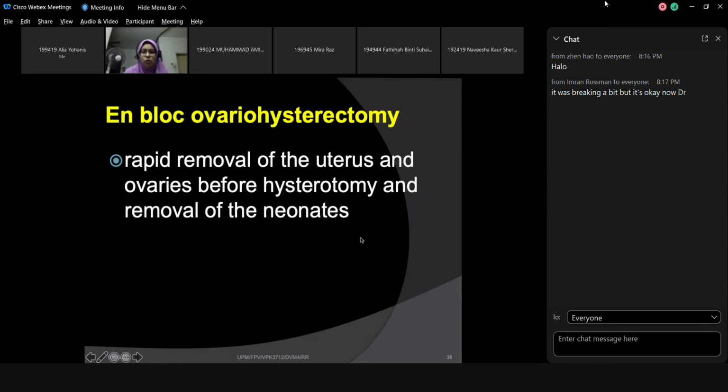Another method is en bloc OHE. It's a rapid removal of the uterus and ovaries before hysterotomy and removal of the neonates. So just now, with cesarean section, you cut the uterus, cut the body of the uterus and take the fetuses out. With en bloc ovariohysterectomy, you remove the whole uterus and pass it to another team, and then that team will cut the uterus and take out the fetuses. So there is a slight difference.